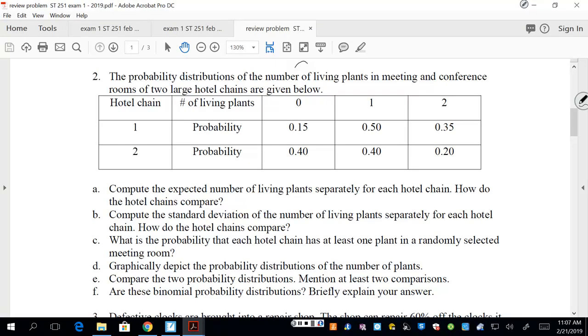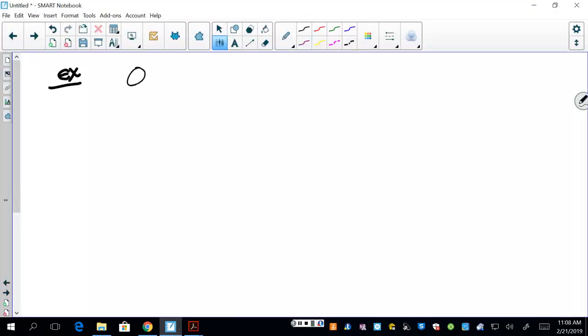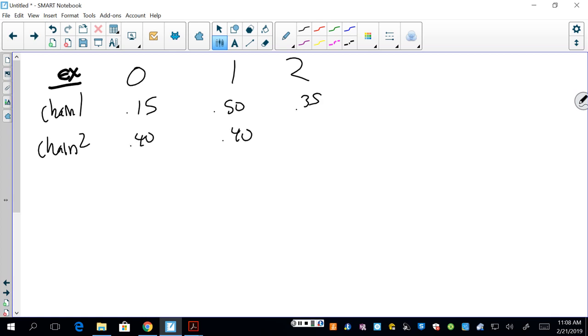The sum of the probabilities times the number of plants. Yeah, so 0 times 0.15, 1 times this, 2 times that, right? So 0, 1, and 2 are for chain 1 and chain 2. The probabilities there are 0.15, 0.50, 0.35, and 0.40, 0.40, and 0.2 for chain 2.